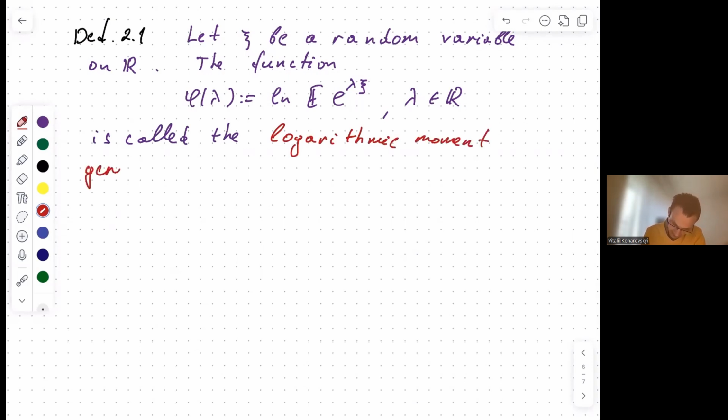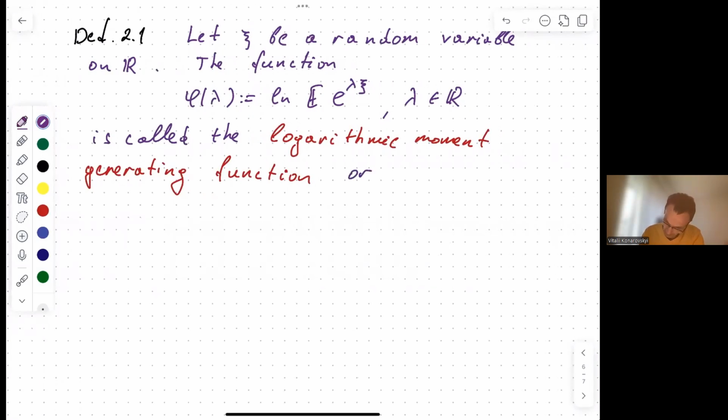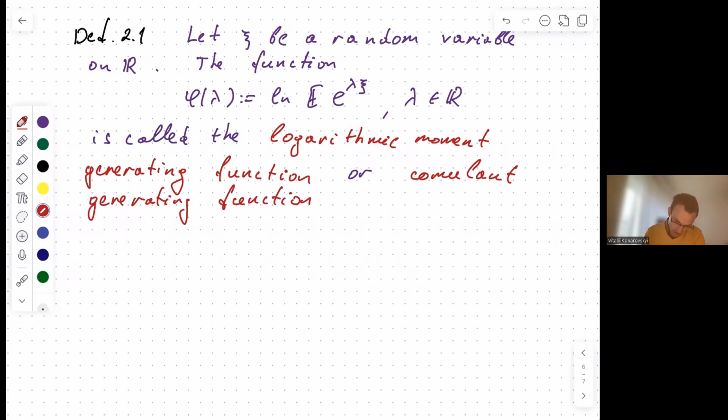Generating function. Or cumulant generating function. And just since we make some definition, we introduce the function which naturally appeared from our estimates.